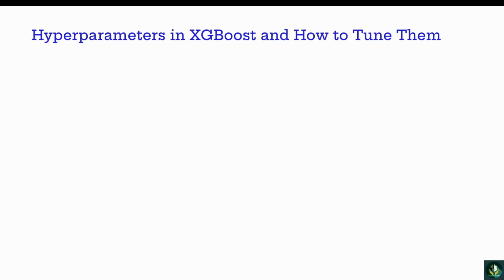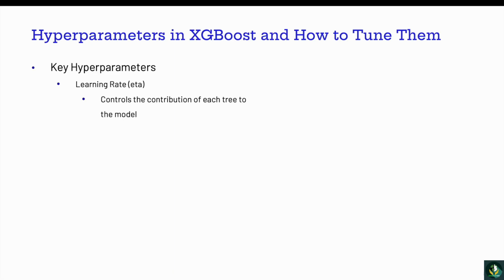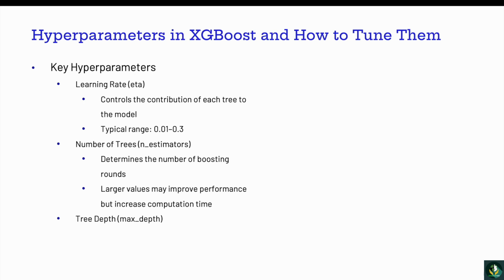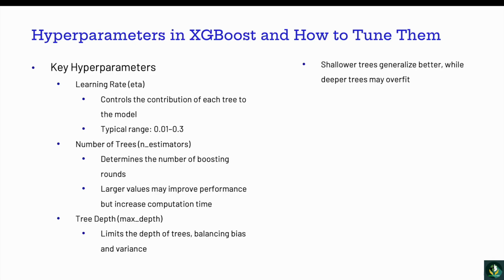Let's talk about the hyperparameters in XGBoost and how to tune them. So first, the key hyperparameters are learning rate, which is eta, which controls the contribution of each tree to the model. Typical range is 0.01 to 0.3. Next, we have number of trees, which is n_estimators, which determines the number of boosting rounds. Larger values may improve performance but increase the computation time. Next, we have tree depth, which is max_depth. It limits the depth of trees, balancing bias and variance. Shallower trees generalize better, while deeper trees may overfit.